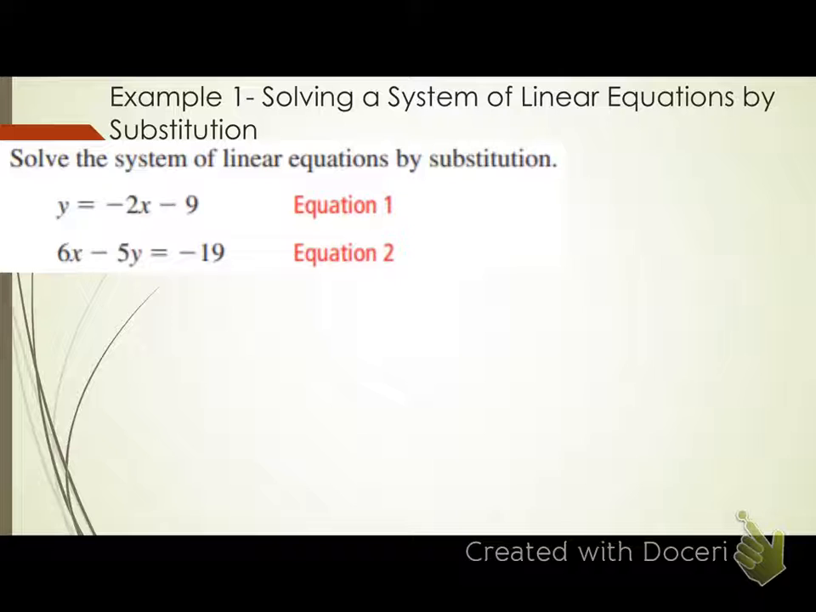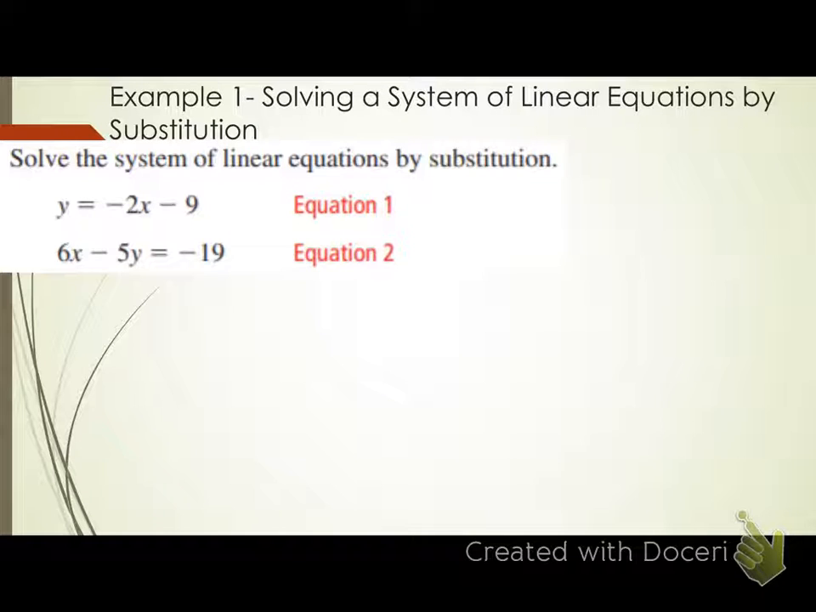Is one of my equations already solved for one of my variables? Do I have a variable by itself on one side of the equation on either equation? Yes. Which one? First equation is solved for what? y. It's got y by itself, right? Nothing is with y. y is isolated by itself on one side of the equation. Does everyone see that for equation 1? So, I don't really have to do step 1 on those steps that I listed earlier, because I've already got one solved for one of my variables.